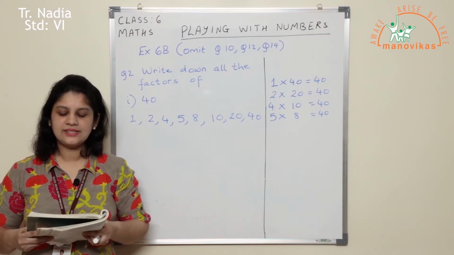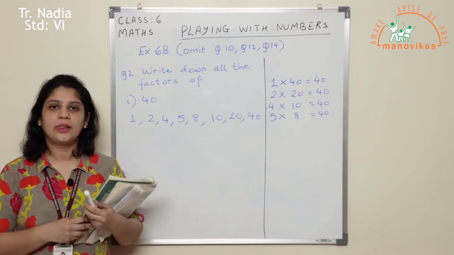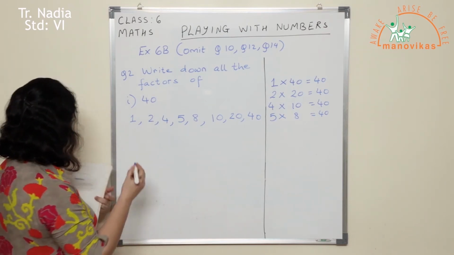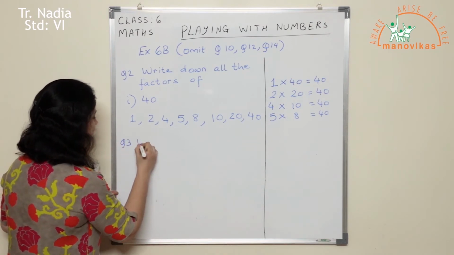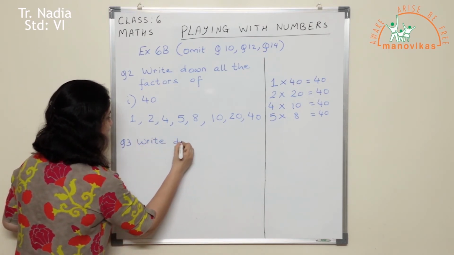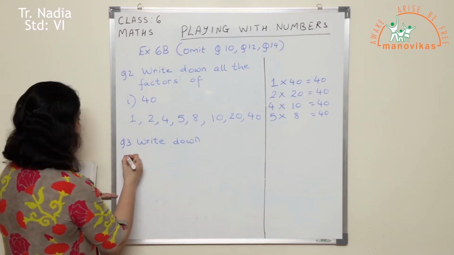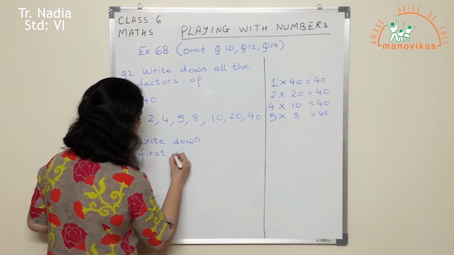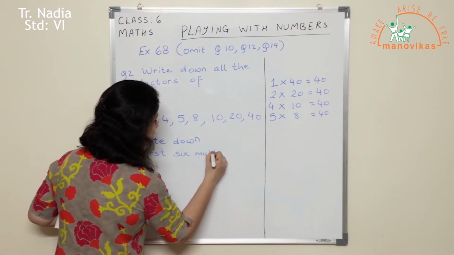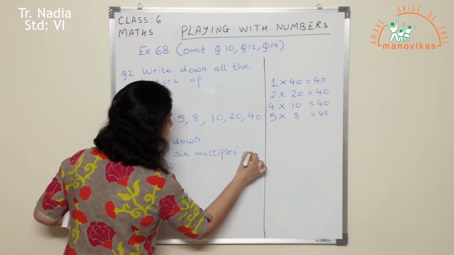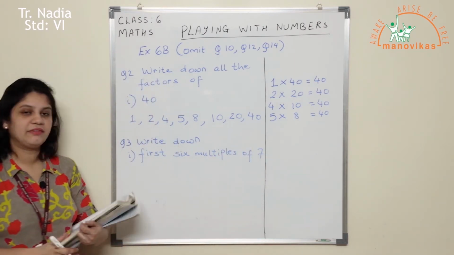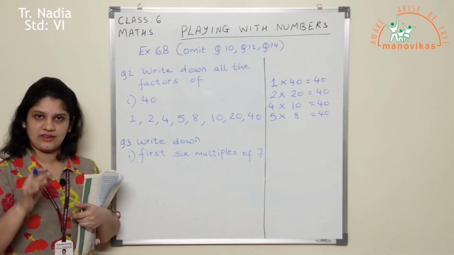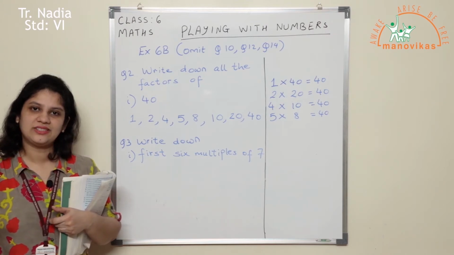Write down first 6 multiples of 7. Now, what do you mean by multiples? Multiples are nothing but tables. So, if I say question 3, write down first 6 multiples of 7. Okay, what do you mean by first 6 multiples of 7? We are actually going to write the 7 times table, but only up to 7 6s.